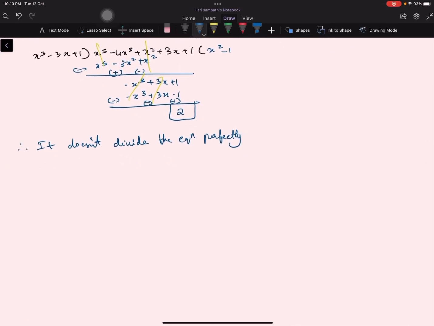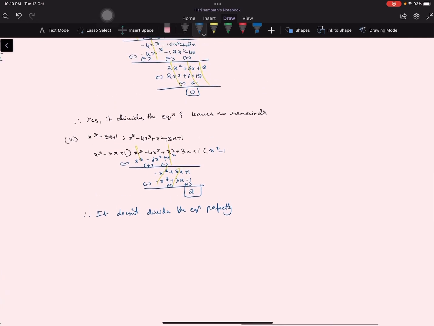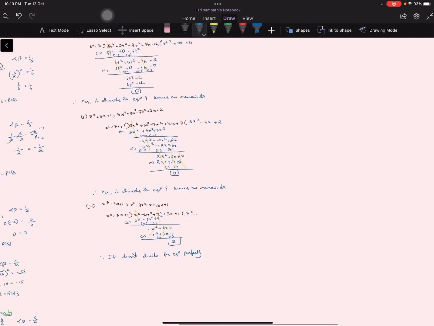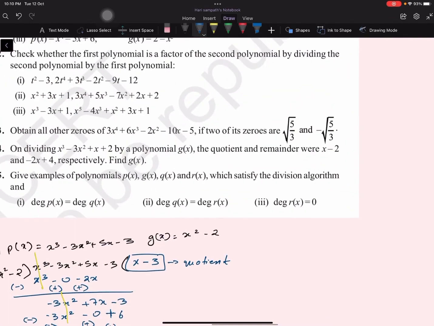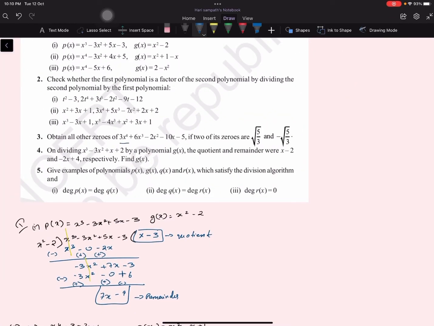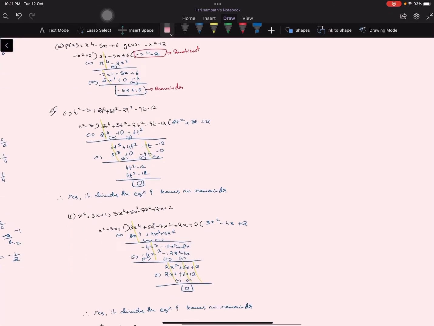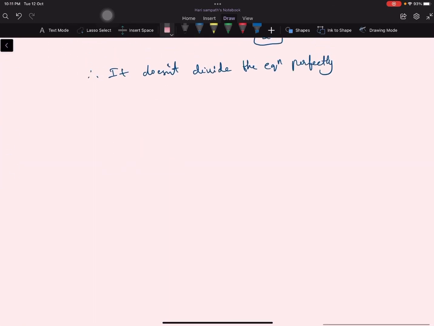So moving on to the next Roman. There is only one question in this Roman. First, let me convert this into blue. Obtain all the zeros of 3x raised to the power of 4 plus 6x cube minus 2x square minus 10x minus 5. Two of the zeros are given. So these kind of sums are very easy, guys. Let's start. I'll explain the process over here.